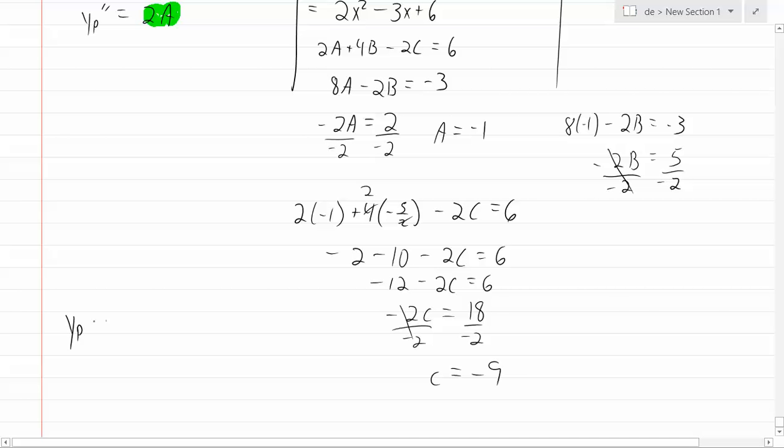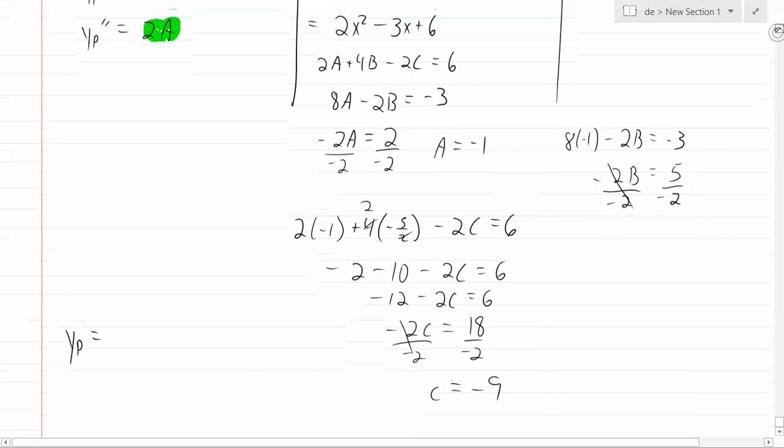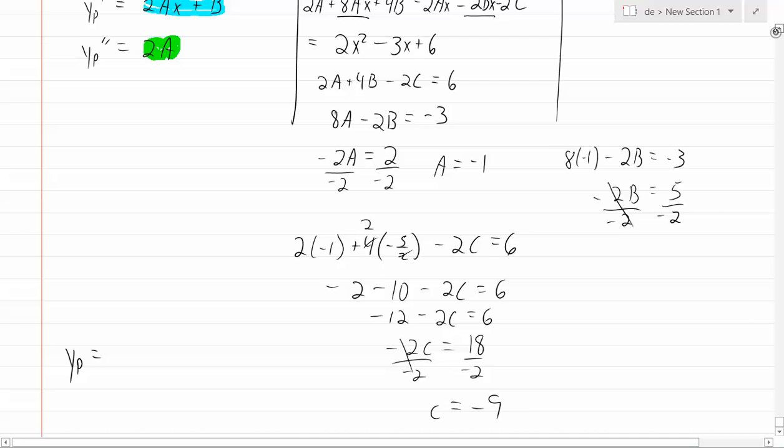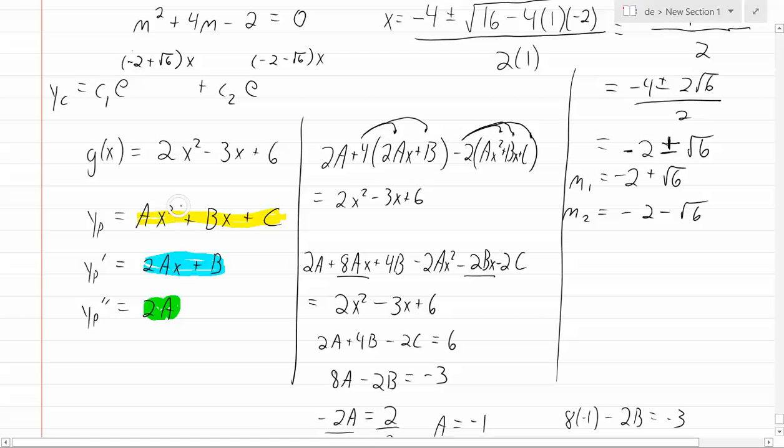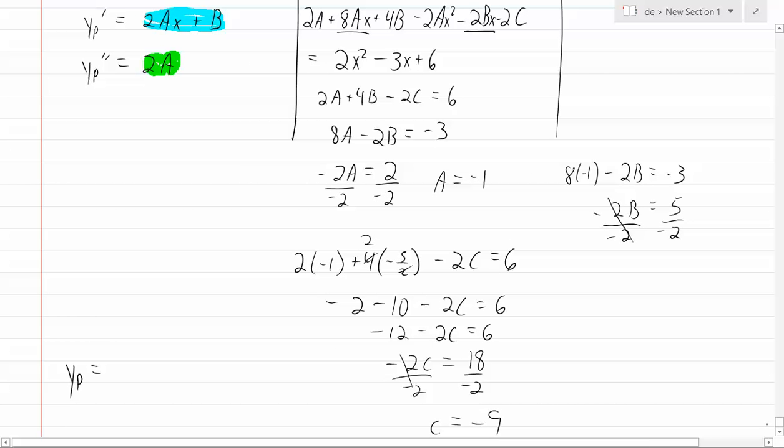And y sub p is now equal to, remember the general form of y sub p that we had? It was right here, ax squared plus bx plus c. We plug in our a, b, and c. And so we'll have negative x squared, then minus 5/2 x, and then our c is minus 9.